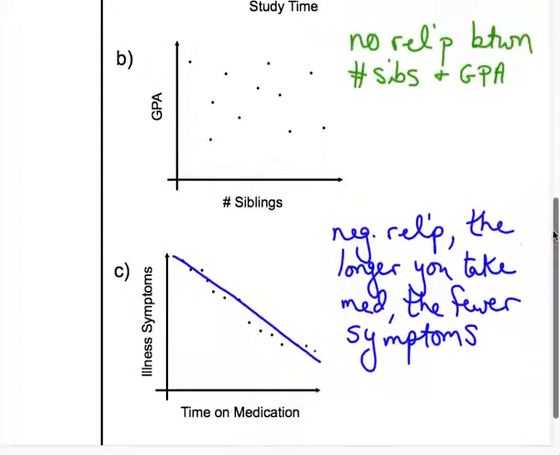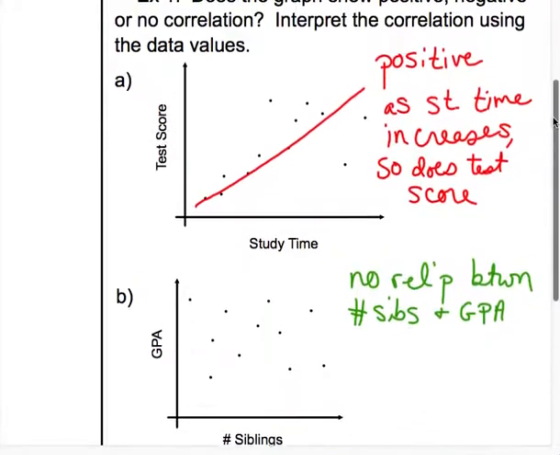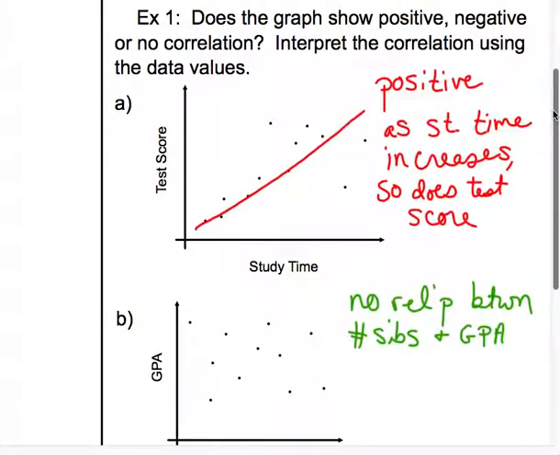I want to scroll back up to this first one real quick and touch base on that, both of them decreasing. So if we look at this first scatter plot, if your study time decreases, then your test score also decreases. That is a positive correlation. So make sure that you keep that straight with the negative correlation.